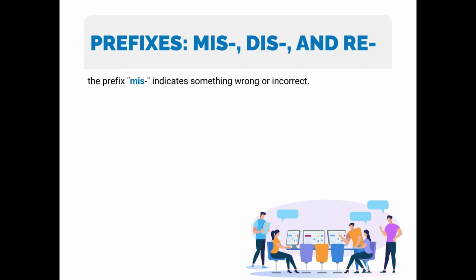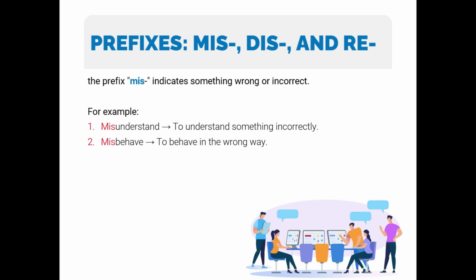For example, misunderstand, which means to understand something incorrectly. Misbehave, which means to behave in the wrong way. Or misspell, which means to spell something incorrectly.